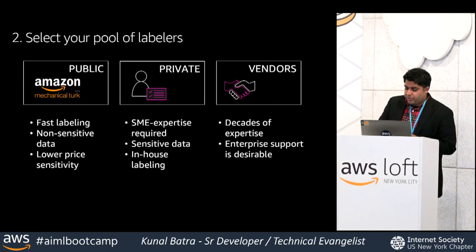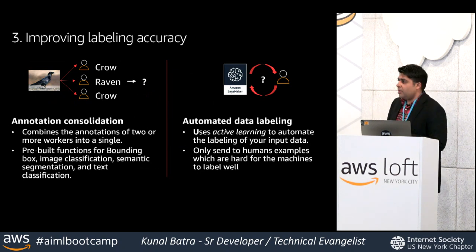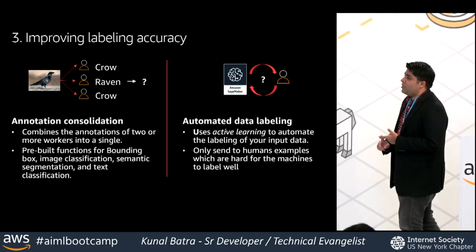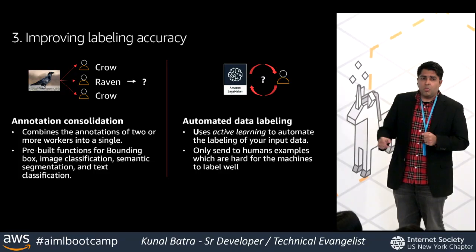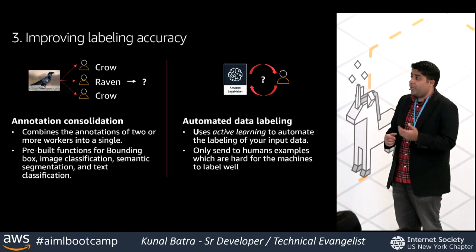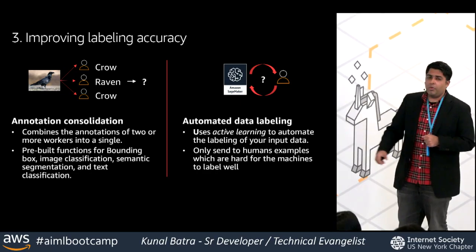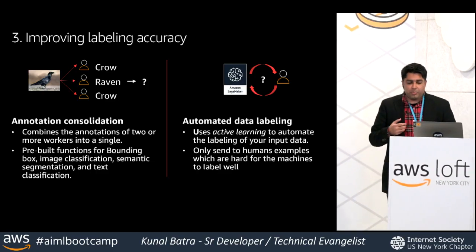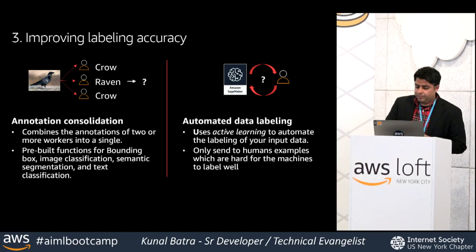So those are the labelers. The third thing that Ground Truth does is helps with the speed and accuracy of labeling, right? So this is done in two things: annotation consolidation, where you can get a bunch of people to label that same piece of data, so that'll be accurate, and also automated data labeling, where you don't actually need humans. It'll also create a separate model on the side to help label your data even faster. So we'll talk about those two things as well.